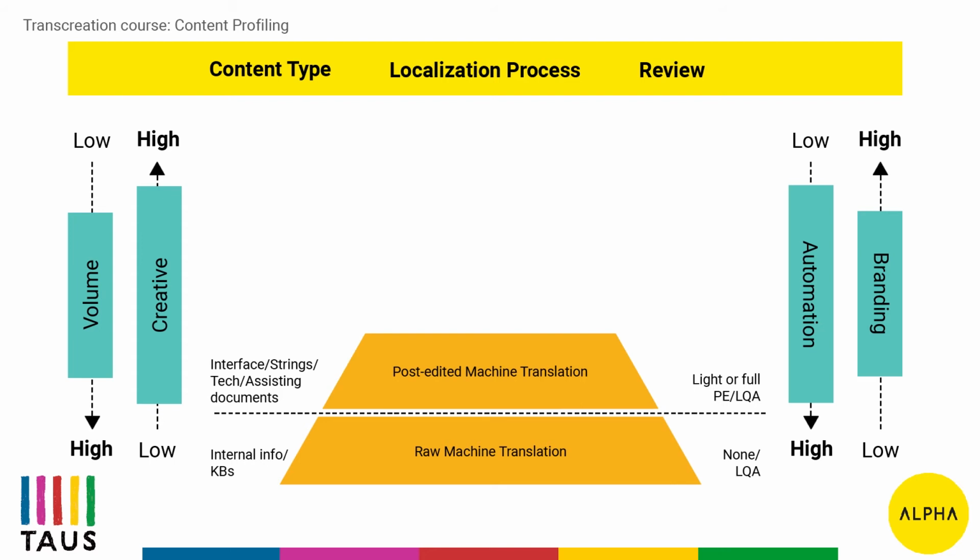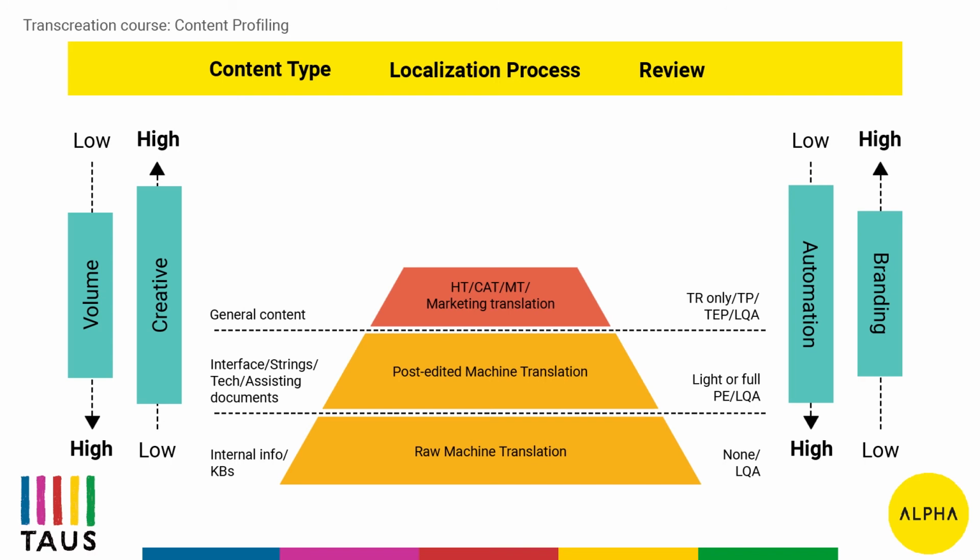The second type of content is made up, for example, of interfaces, strings, technical and/or assisting documentation. This can be done by human translation using technology such as translation memory software, or TMs, and other computer-aided translation tools, CAT for short. For this content type, machine translation is being used more and more, depending on the degree of MT maturity level into a specific language. In this case, MT would most likely be used in combination with either light or full human post-editing, possibly combined with more extensive LQA steps, linguistic quality assurance.